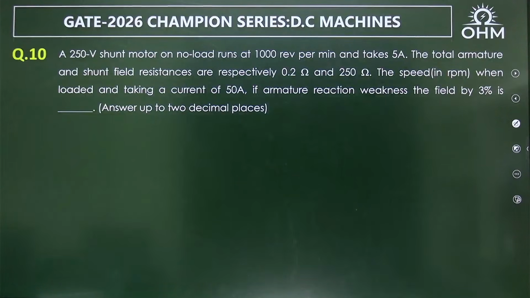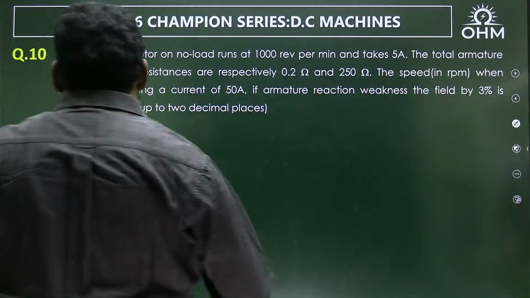Okay, so initially the machine is under no load condition, so calculate the back EMF under no load condition. Next, the machine is under loaded condition, so find out the new back EMF. You will easily get the new speed. So let's take case number 1, which is the no load condition.